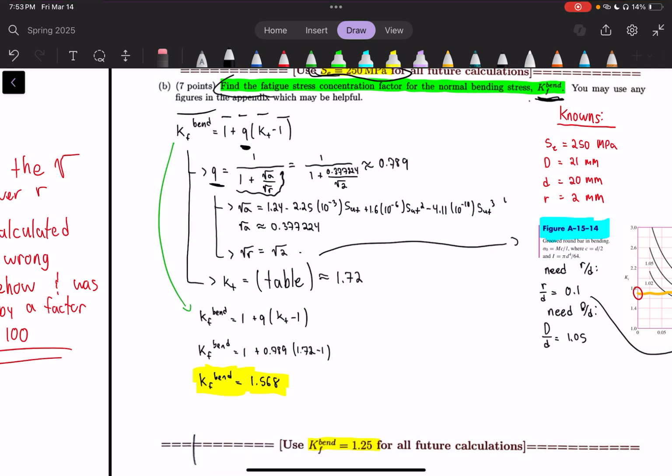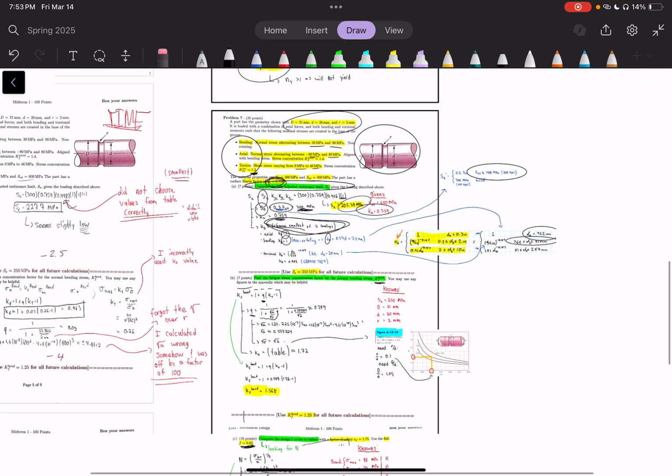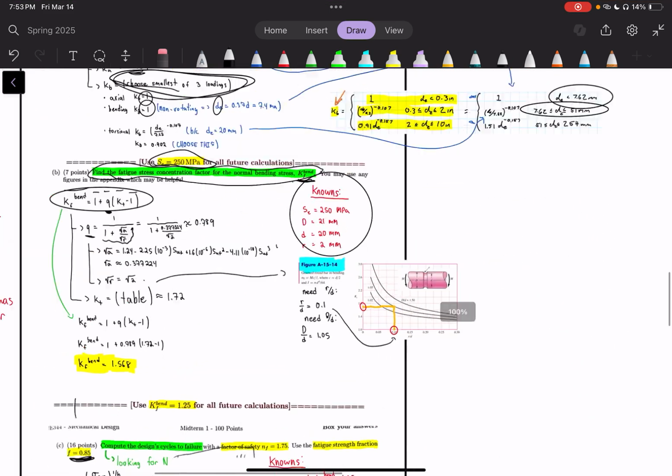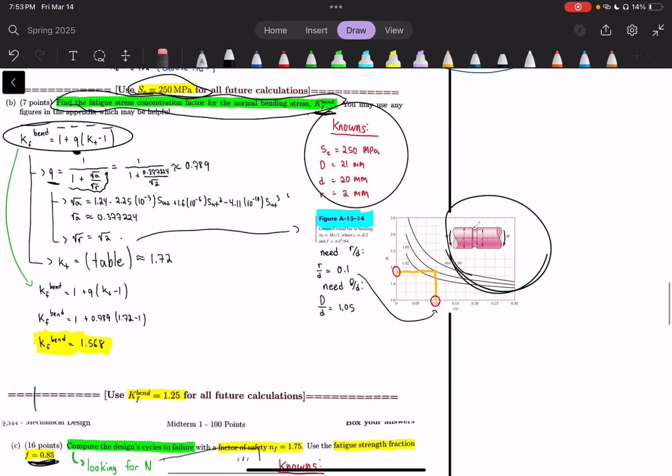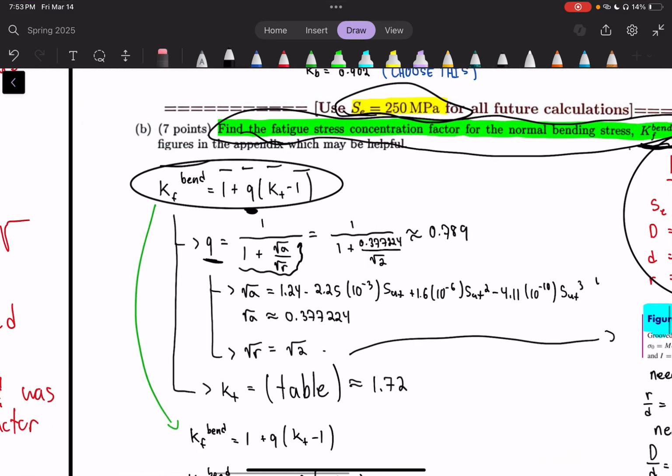So we're trying to find the fatigue stress concentration factor of the normal bending stress, Kf bend. And this equation here is what relates to that. So we get 1 plus q times quantity Kt minus 1. We write down all of our knowns for that weird little shape up there. And using that weird little shape, we're going to be using this table that is tabulated there, and that is the table for Kt.